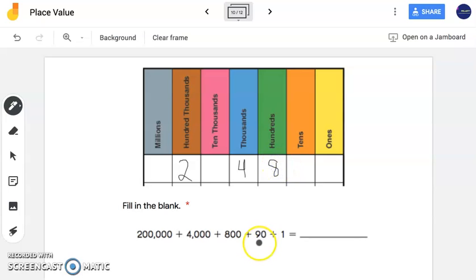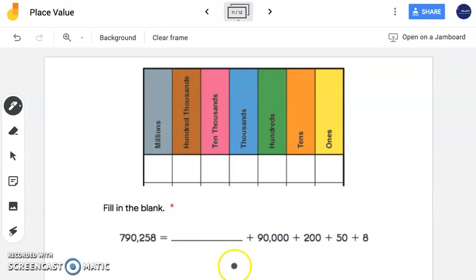Now I have 90. The value of the digit in my tens place is 90. So that digit is 9. And now I just have ones and 1 in my ones place. Now again, notice my 10,000s place had nothing there. So I still am going to represent that with a 0, even though there's no value. And this is going to give me the final number written in standard form as 204,891. And notice when you add all of these numbers together, it creates this number.